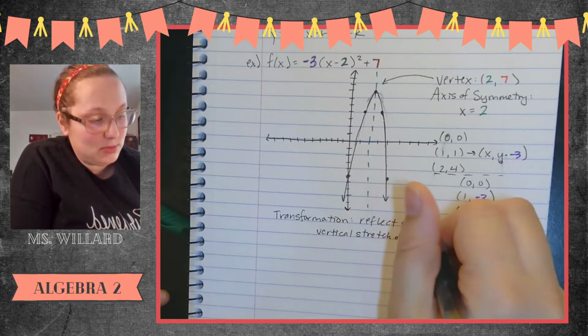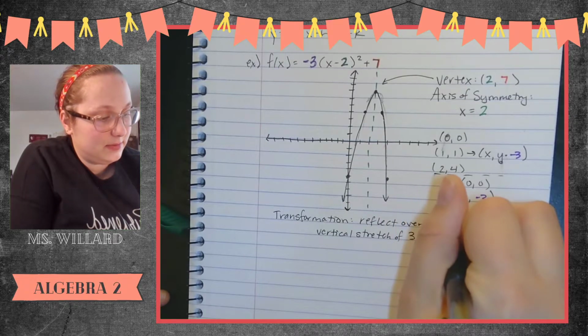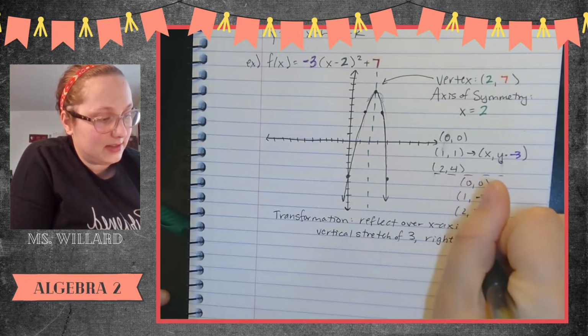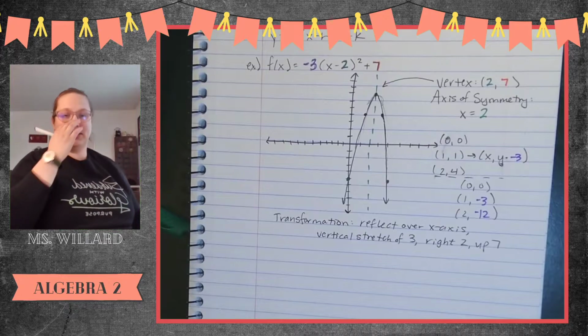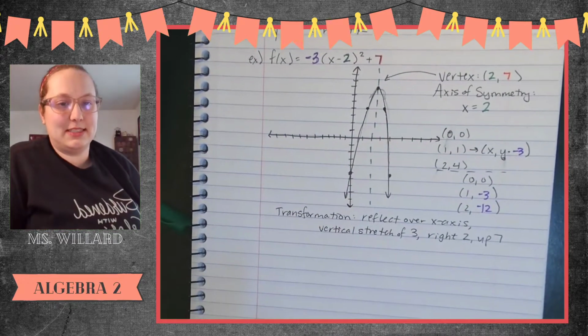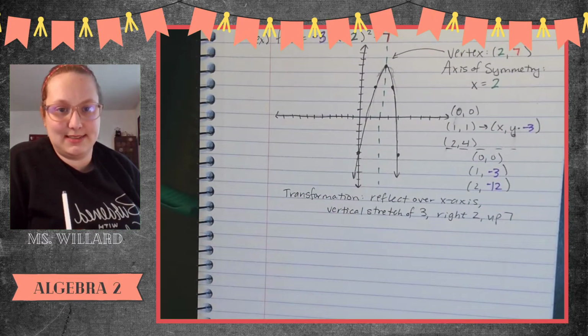The -2 moves to the right 2, and the +7 goes up 7. That's the transformation. I'm only doing this because it's been confusing on the check-ins.